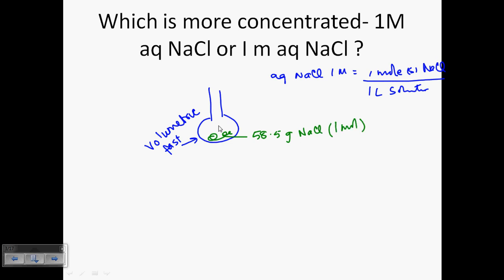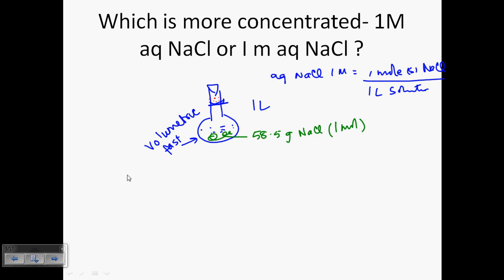And then you add a little bit of water to dissolve the solid, and then you make up the volume till the mark so that the solution volume is 1 liter. Please note, you do not want to add 1 liter of water to 58.5 grams of NaCl, because when the solid dissolves in water, the total volume of solution will actually be greater than a liter, and it will not be a 1 molar solution.